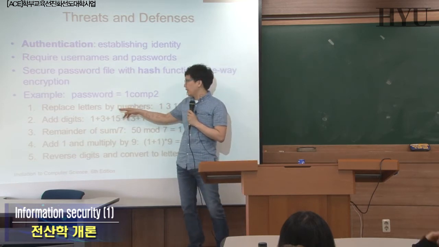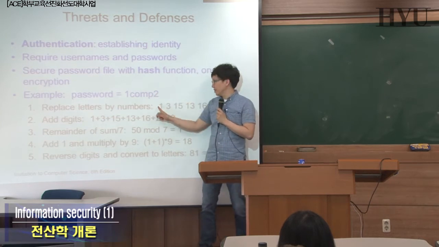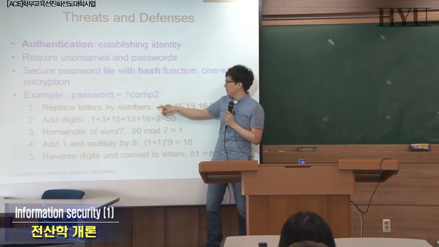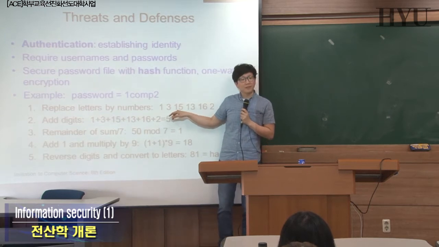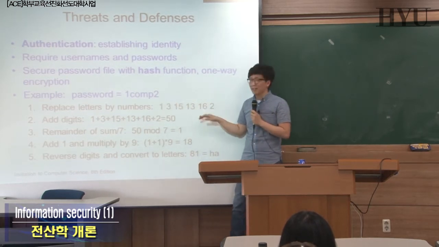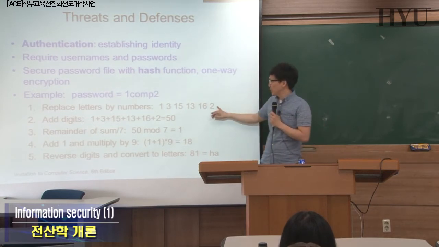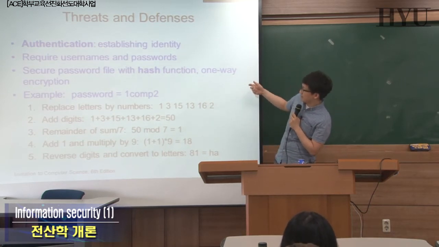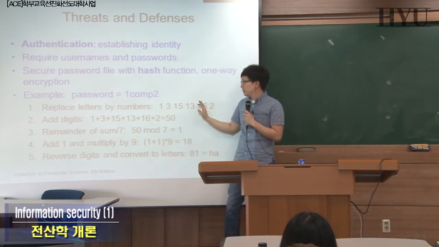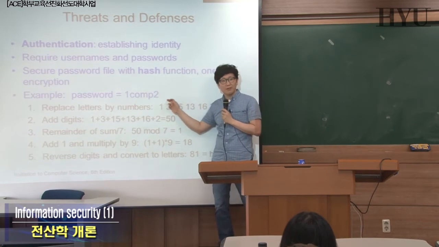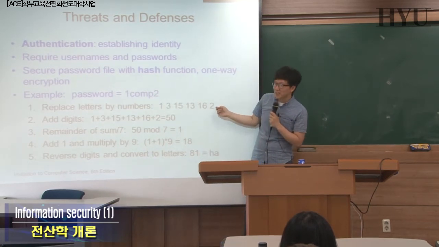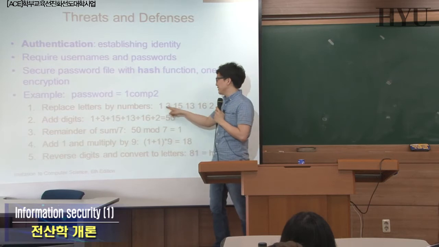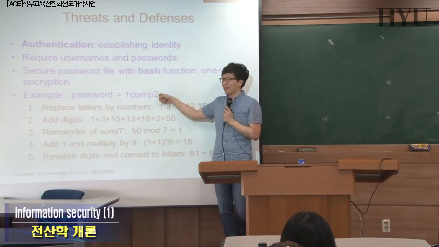So replace letters by numbers. Like 1 is 1, C, A, B, C. So third, 3, I guess O is 15th, M is 13, P 16, I don't know, you can count whether that's correct or not, but 2, you make this a number. So already, if you don't know what you did, then it doesn't look like your password. This is the original password. So you're already doing some type of encryption, but it's not a perfect way. If someone can find out this is a sequence of the letters, then they can easily guess back the original password.